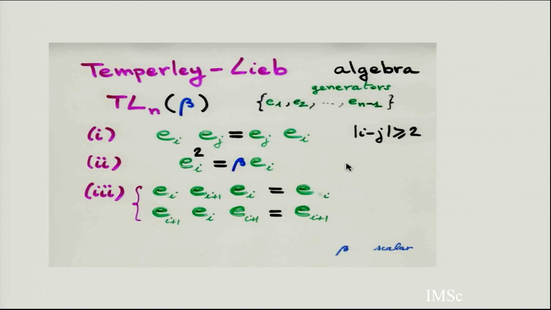It is generated by generators with relations. It's an algebra depending on the parameter beta. It's a scalar, but for us it's a formal variable. So this is TL_N of beta.